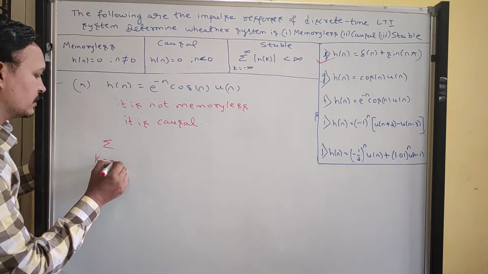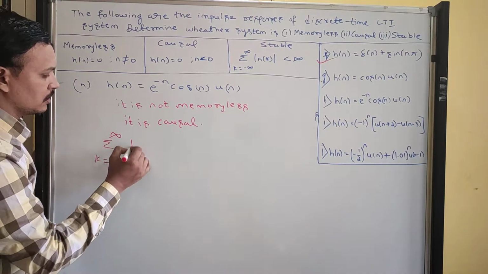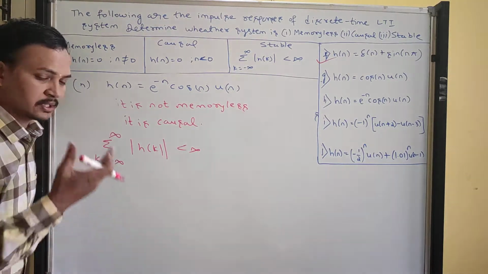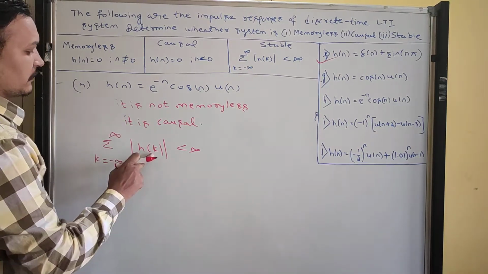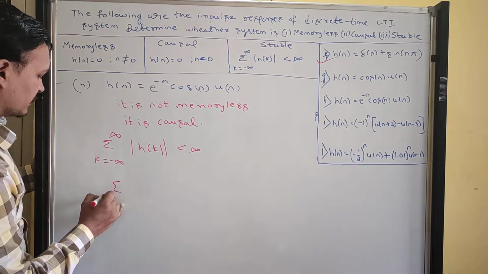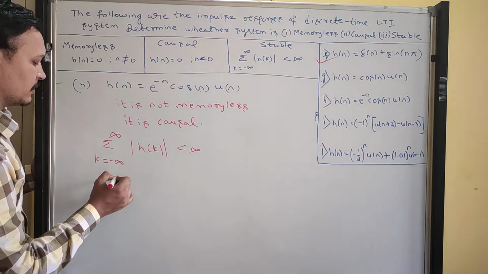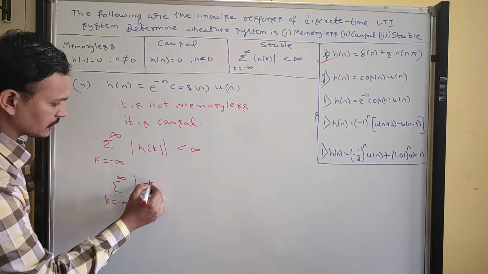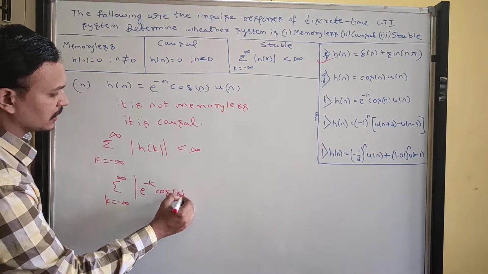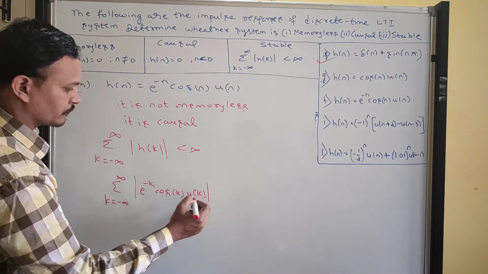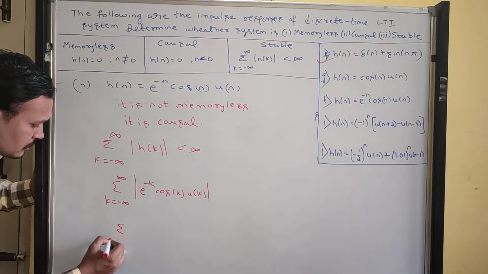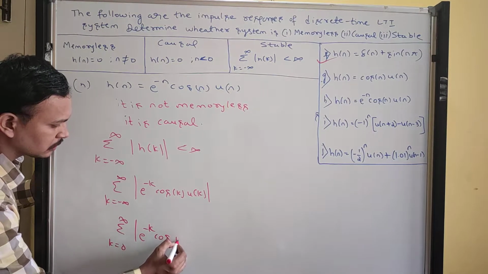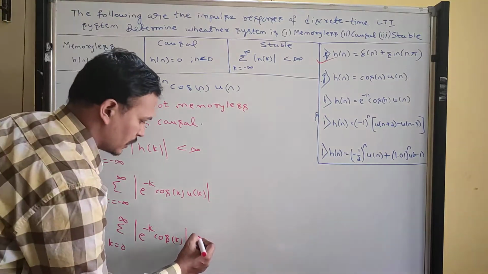Now the stability formula: summation k equals minus infinity to infinity of mod h of k. If you get this answer less than infinity, then you can say it is stable. See now, h of n is given, and you modify it to h of k. Just replace n by k. Wherever n is there, you put the k value: e power minus k into cos of k into u of k. What are the limits for u of k? Summation k equals 0 to infinity of e power minus k into cos k.